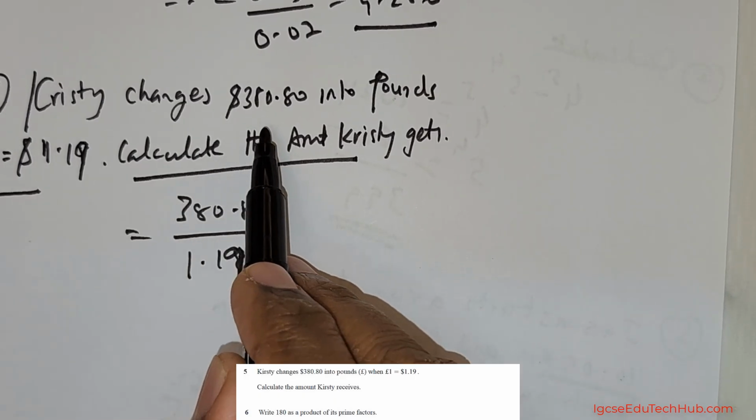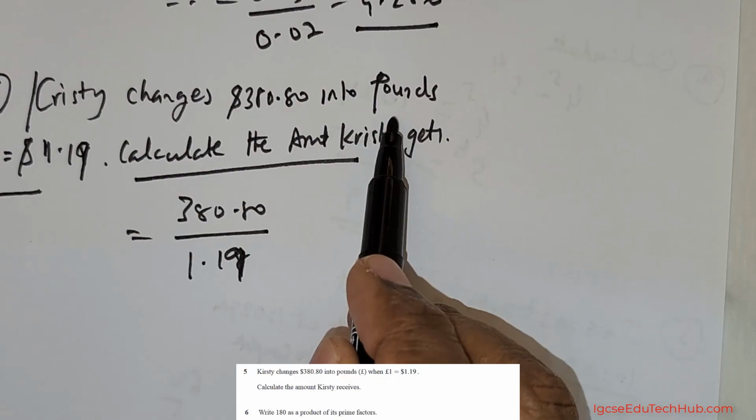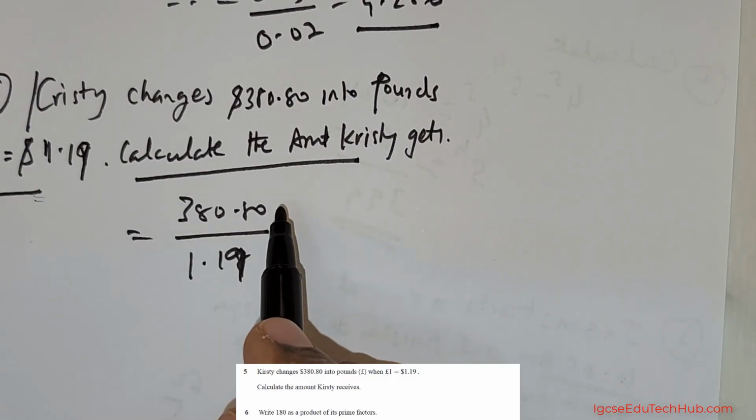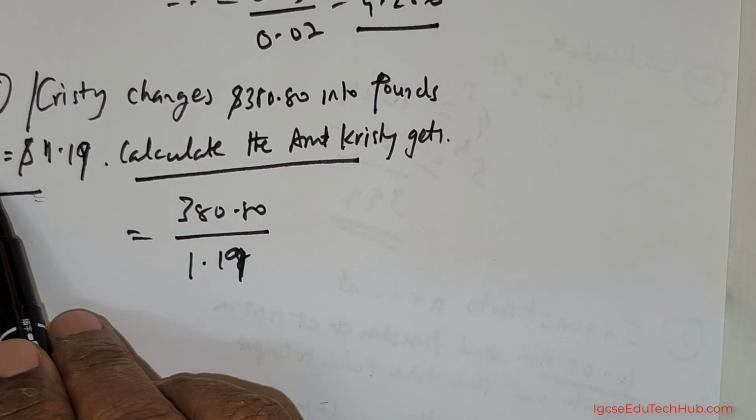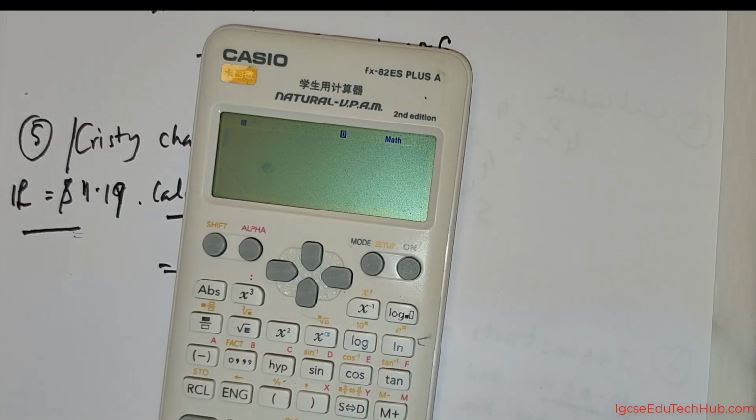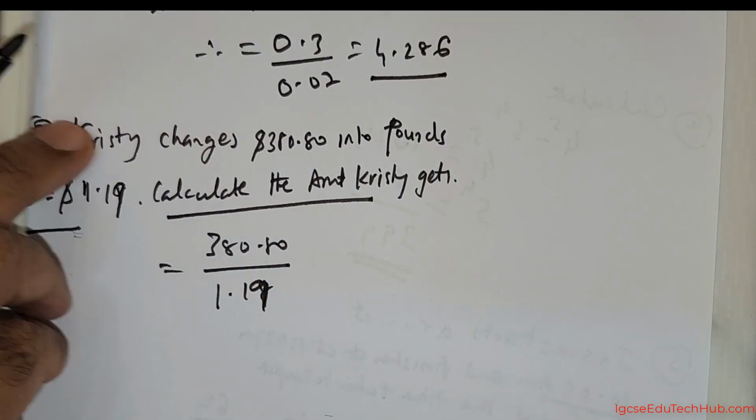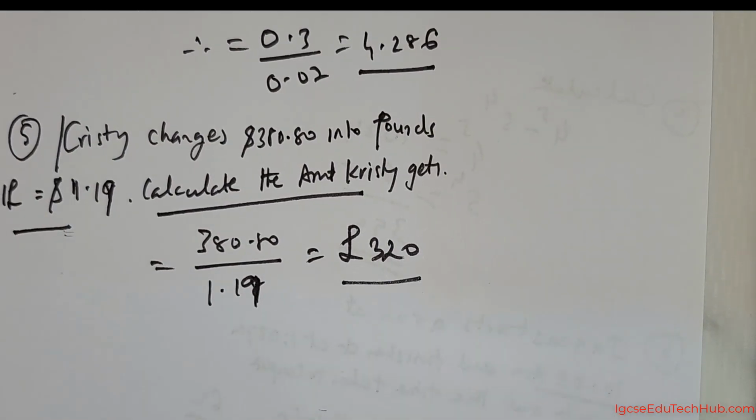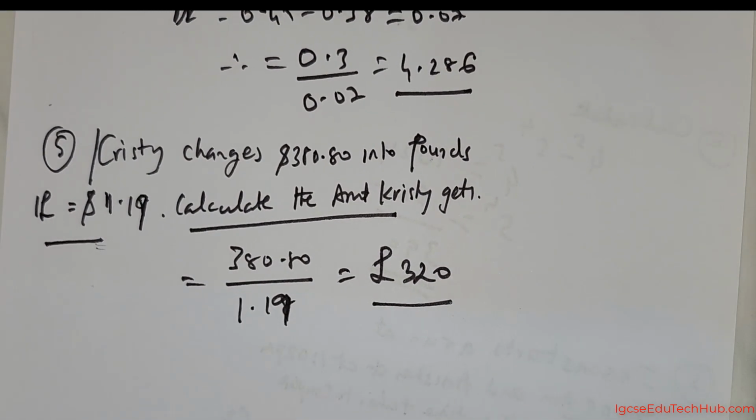Students, the next question. Christy changes $380.80 into pounds, and we have to find out how much she gets. Now 1 pound is $1.19. So take 380.80 divided by 1.19. What do you get? 320 pounds. So this is equal to 320 pounds. That's the solution for this question.